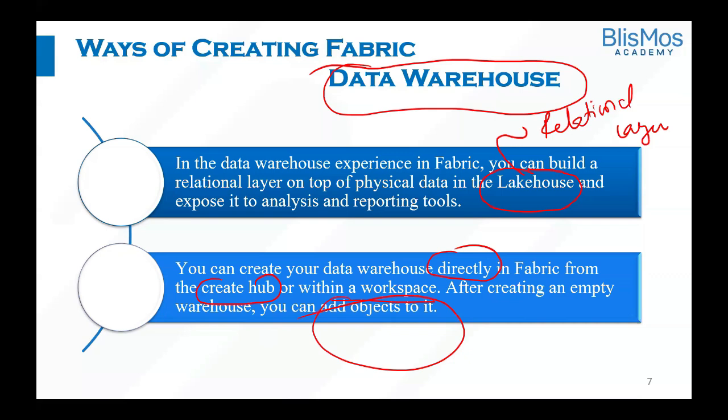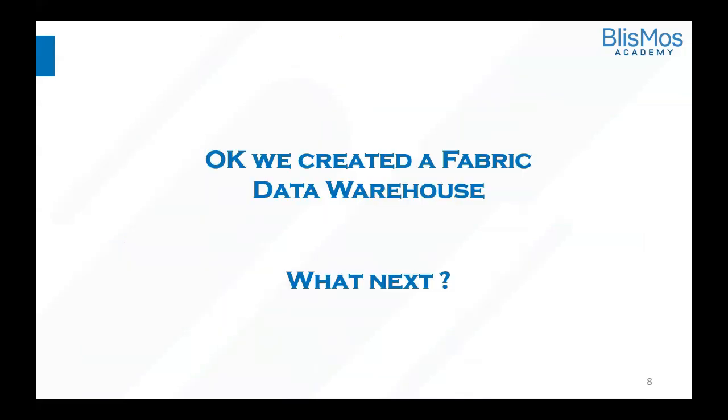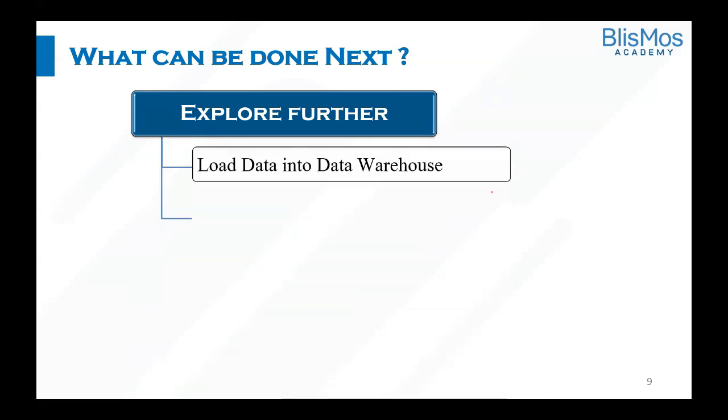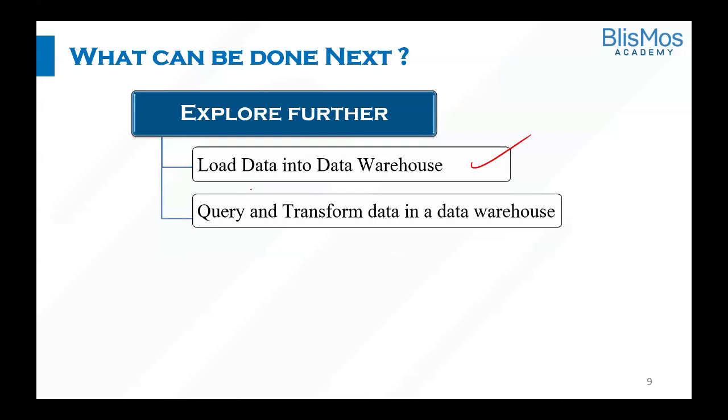Okay. Now we understood how to create the data warehouse. We created the Fabric Data Warehouse. What should be done next? So we can do multiple things once we create the data warehouse. First and foremost thing is we'll load the data into the data warehouse, isn't it? We created the data warehouse, we are loading the data into it. Once we load the data, we query and transform the data in the data warehouse. Or while loading the data into the data warehouse, we may transform. Either way it happens. If the data is already loaded, we'll query and transform the data in the data warehouse.